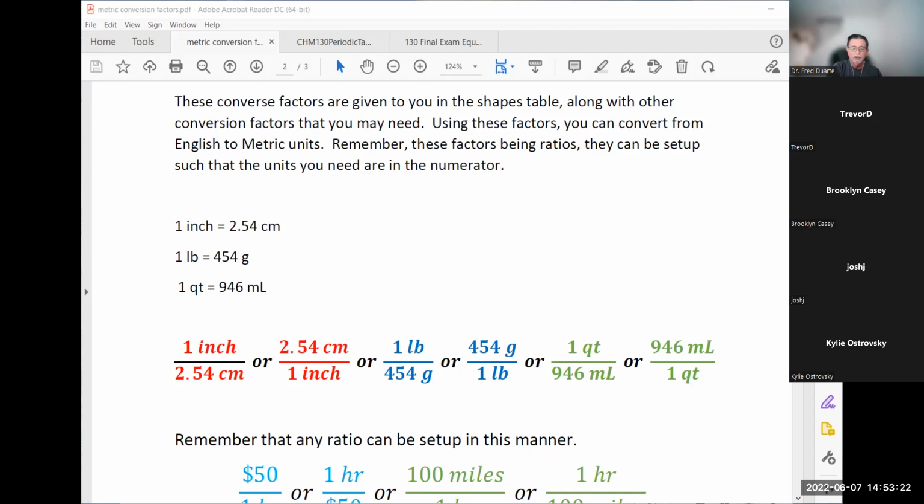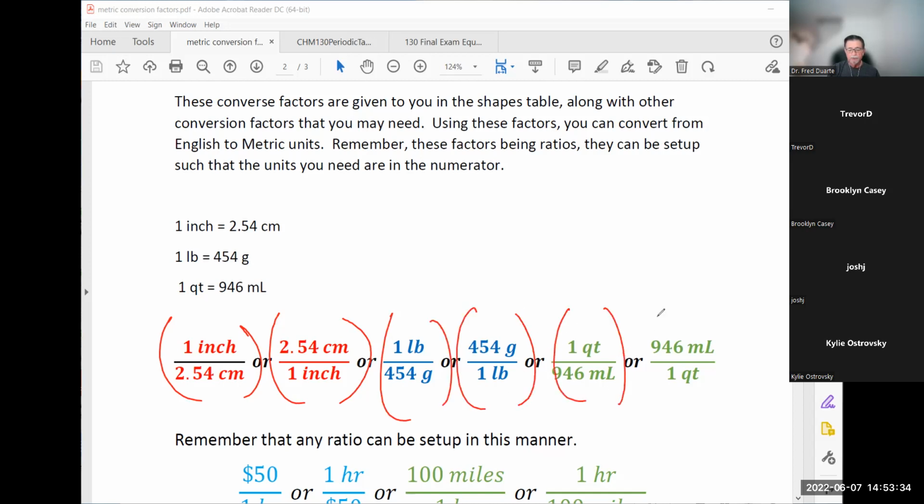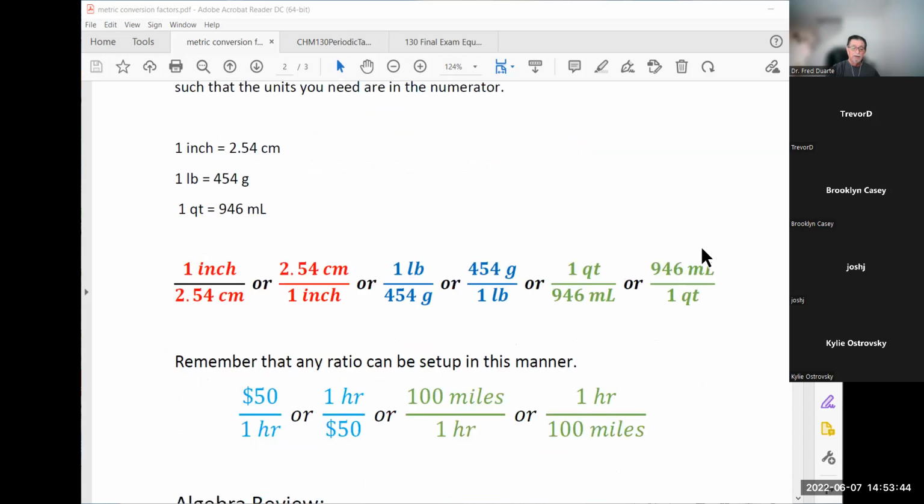as any ratio can be written one or two ways. One inch in the numerator or inch in the denominator. Pound in the numerator, pound in the denominator. Same with the quart, okay? And this is true for any ratio. I use the example of 50 dollars per hour, okay? Or I can write it as 50 over 1 hour, or 1 hour over 50, or your speed, 100 miles per hour.